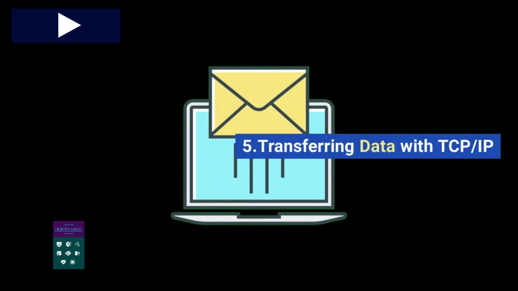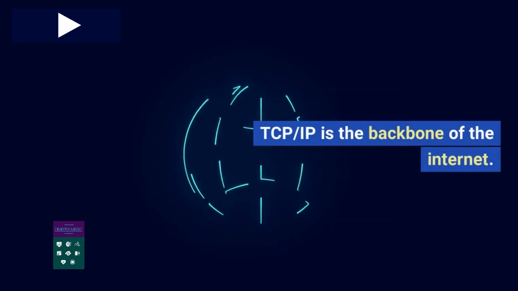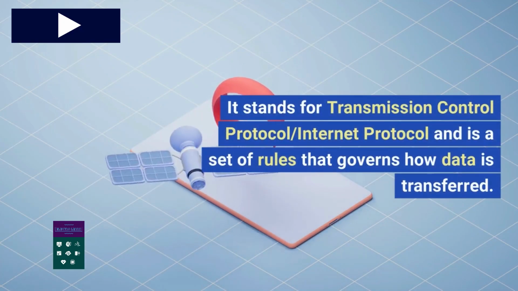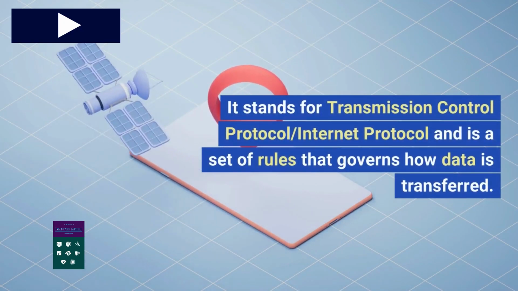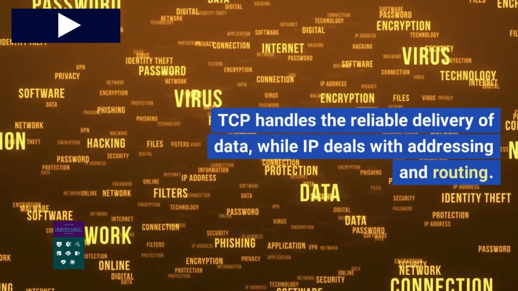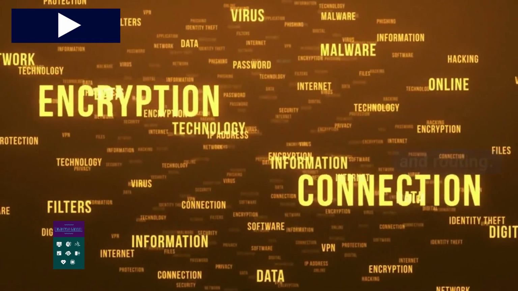5. Transferring data with TCP/IP. TCP/IP is the backbone of the Internet. It stands for Transmission Control Protocol, Internet Protocol, and is a set of rules that governs how data is transferred. TCP handles the reliable delivery of data, while IP deals with addressing and routing.